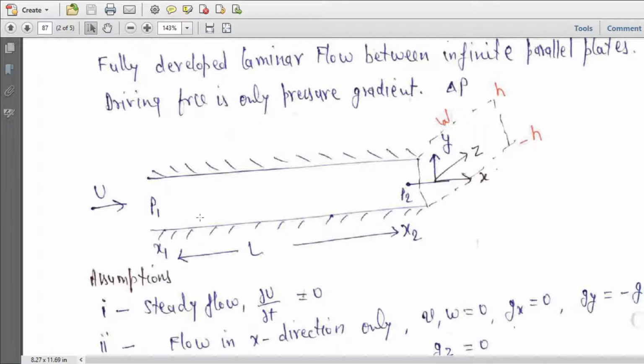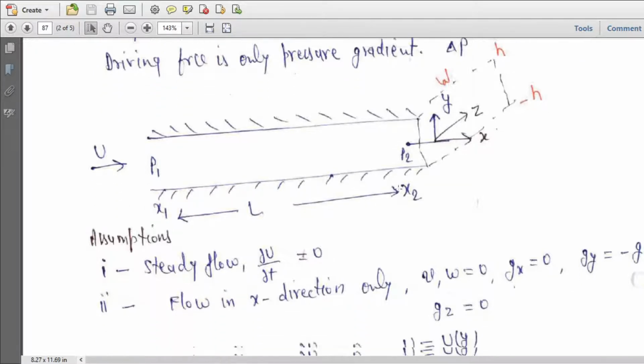The x direction is taken in the direction of flow. The origin of the coordinate is considered at the center of the gap between the two plates. The z coordinate is considered in the direction of plate width, and y is perpendicular to the plates. The pressure at the entrance is P1 and at the exit is P2.